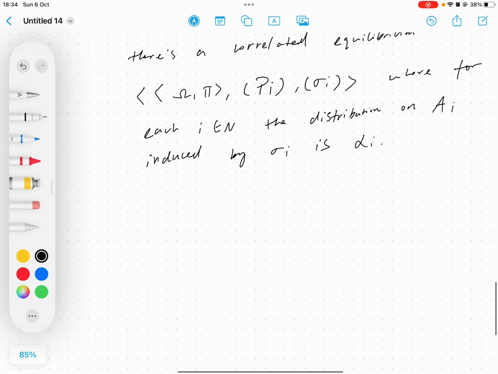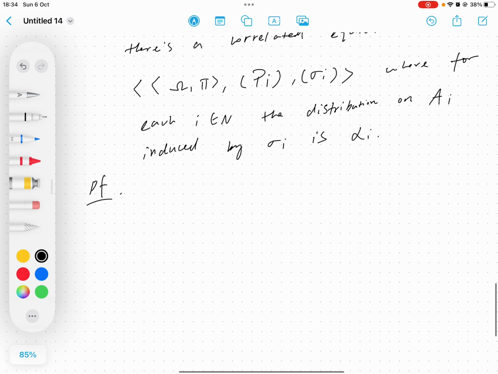Now let's begin the proof. As we mentioned, the idea would be just the construction.